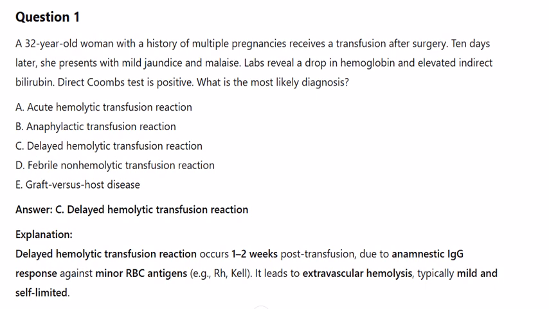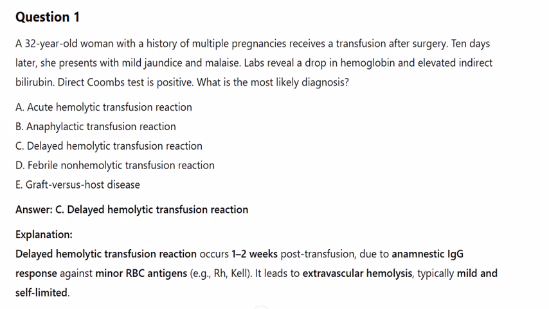What is the most likely diagnosis? A. Acute hemolytic transfusion reaction. B. Anaphylactic transfusion reaction. C. Delayed hemolytic transfusion reaction. D. Febrile non-hemolytic transfusion reaction. E. Graft versus host disease. Answer: C. Delayed hemolytic transfusion reaction.